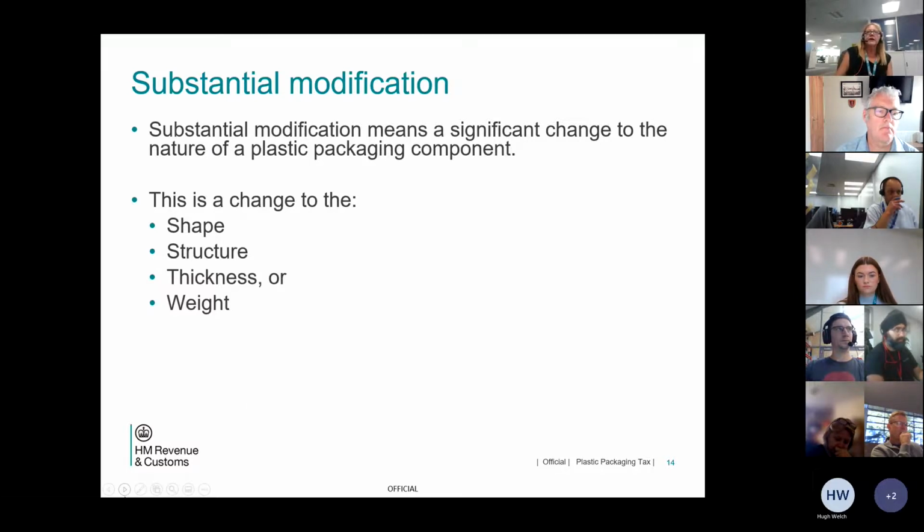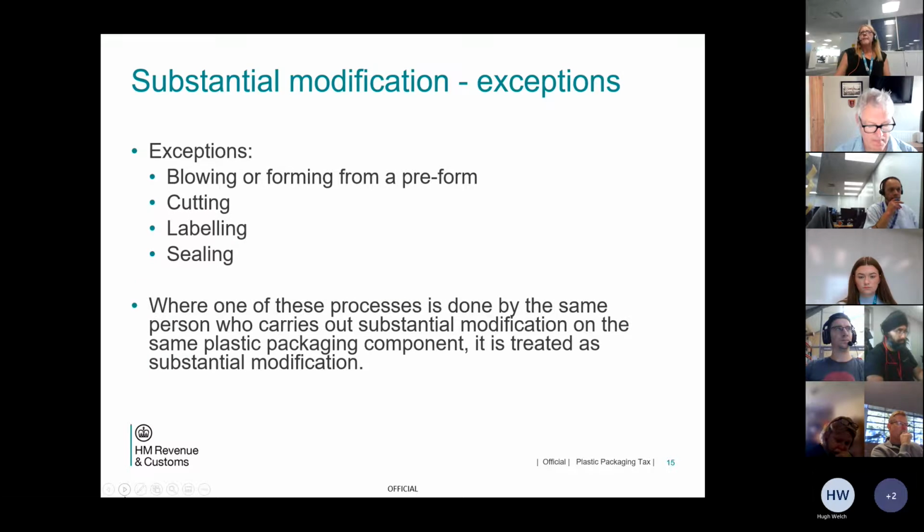If I just go on to the next one here. Some exceptions are blowing from a preform, so you'll be aware you've got bottles in a preform shape. They're a bottle as a preform, they're a bottle when they're blown. So we consider the last substantial modification to be at preform stage. And so that is the finished packaging component, essentially.